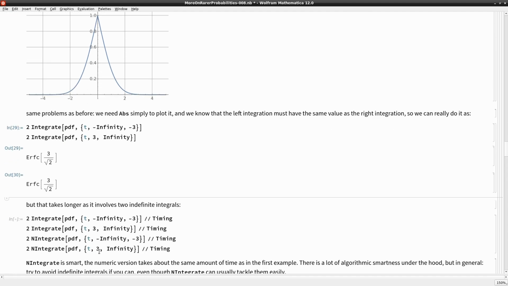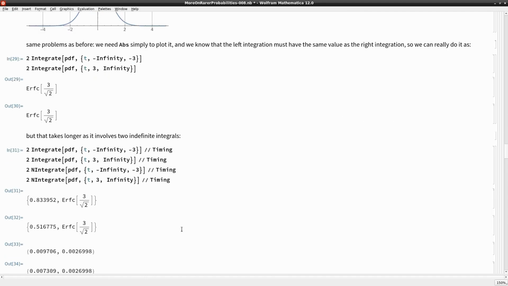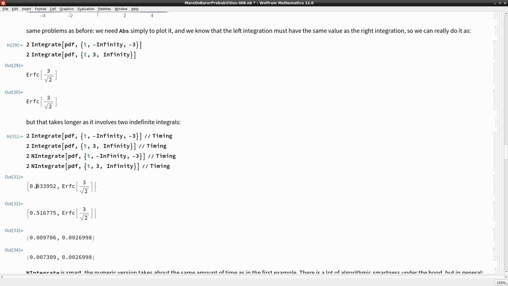Okay, but that now takes longer. Let's do the timing here, and we see that we now have 834 milliseconds here, and we have 517 milliseconds here. And the NIntegrate versions are about the same speed as the first ones that we had, a little bit longer, right? So here we have 10 milliseconds, and here we have 7 milliseconds. Okay, again, NIntegrate wins, but still the entire situation is still not as fast as in the first version.